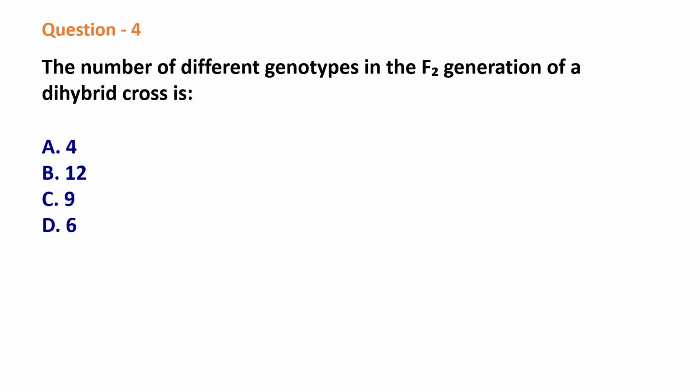Question 4. The number of different genotypes in the F2 generation of a dihybrid cross is 4, 12, 9, 6. The correct answer is 9. To find the genotypes, you have to use the formula 3 raised to n, where n is the number of different characters we are taking, the number of different heterozygous characters. Since this is a dihybrid cross, we are dealing with two different characters. So it is 3 raised to 2, that is 3 into 3, which is 9.